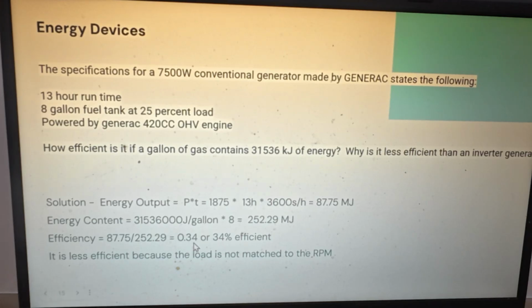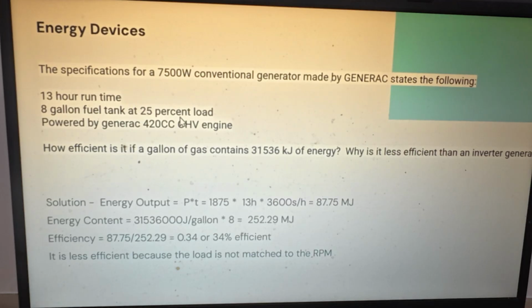Generally, the conventional generators are not as efficient as inverter generators, because the inverter generators don't have to run at the same speed, because it's generating DC. It can run at the most optimum speed for the load. Since conventional generators only run at one speed, it's most efficient at that one speed and at that one load. It was probably designed to run at full load, and so it'll be most efficient at that full load rating.